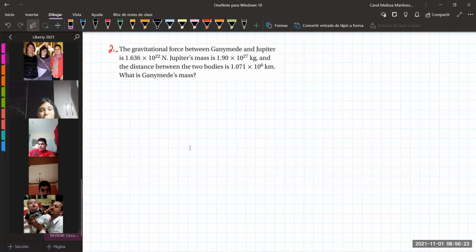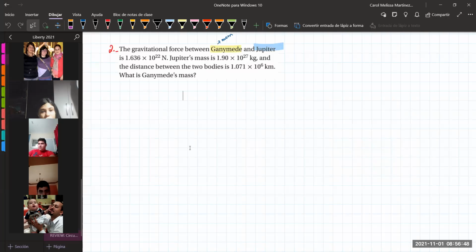One of them is Ganymedes, which is one of Jupiter's moons. I don't know if you know that Jupiter has a lot of moons. Well, one of them is Ganymedes, the main one. It's a moon, a satellite. And well, Jupiter the planet. So I have two bodies.